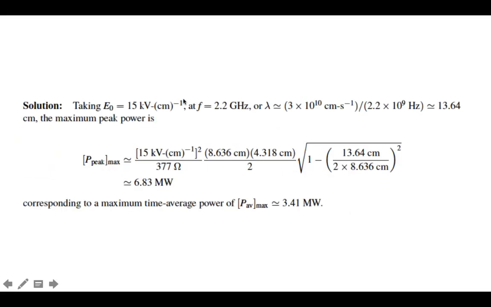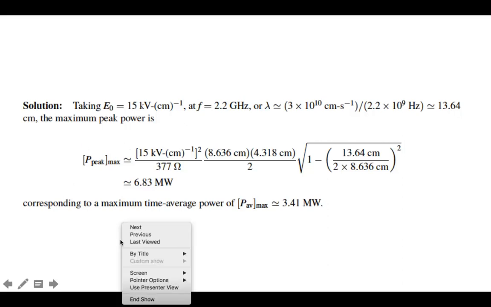So first of all, to just look at 2.2 gigahertz, we basically have to find lambda. In order to find lambda, we take the speed of light, which is the speed that we're going in air, and we divide that by the frequency, and we get 13.64 centimeters. So we're going to use this formula for the peak power.